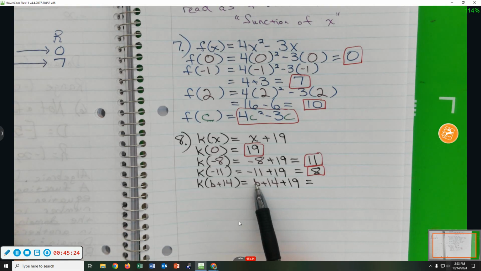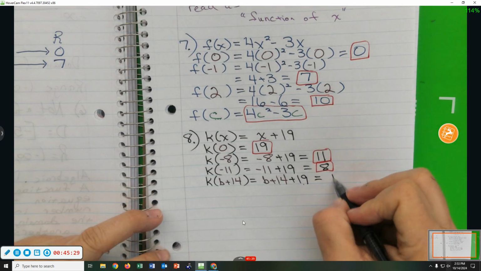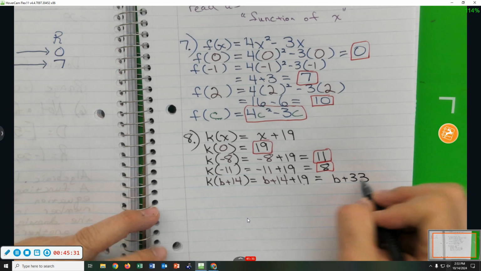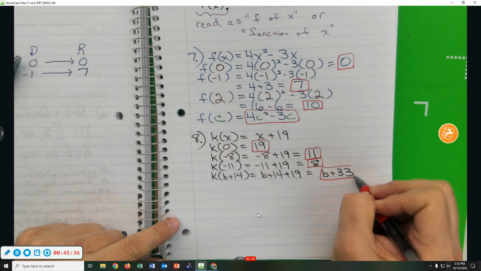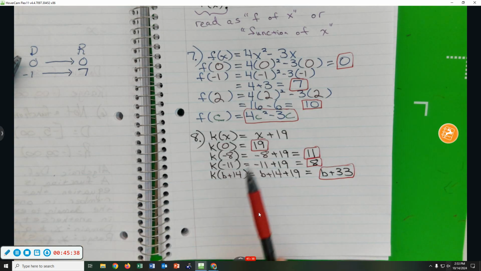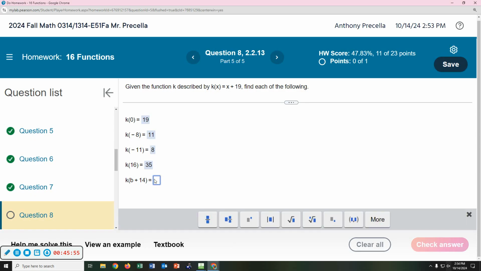So we have, well, 14 plus 19 is 33, so I guess that reduces to b plus 33. Whatever's in the parentheses, you plug it in for the variable. It doesn't matter how strange it looks. Why on earth would you ever want to replace the x with a b plus 14? Well, you do. That's what it told you to do. So, b plus 33.